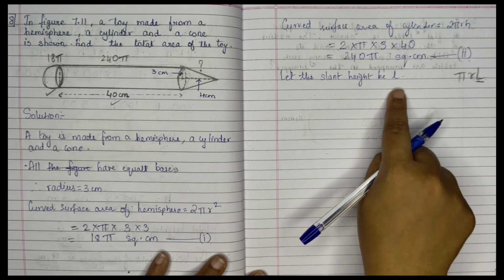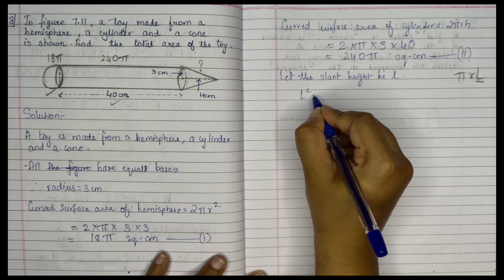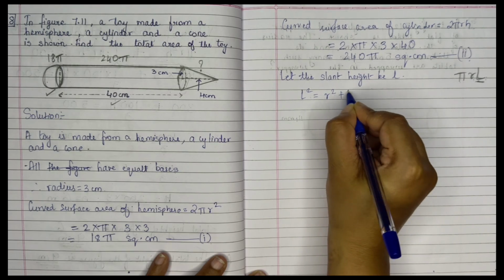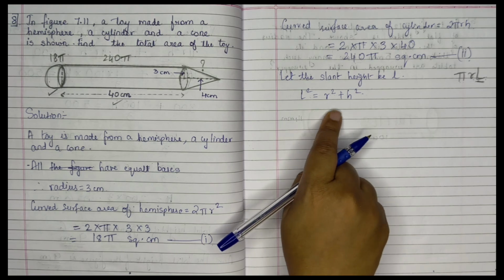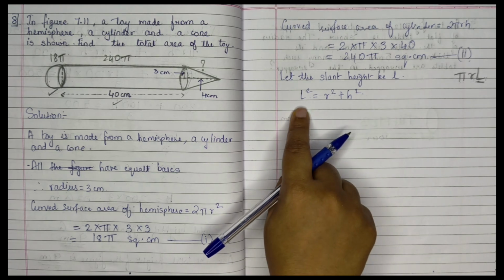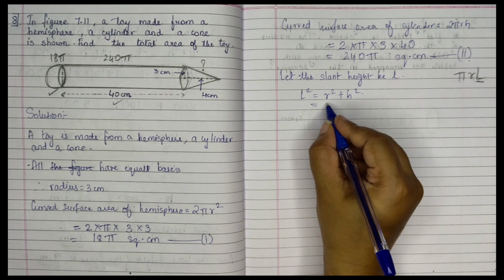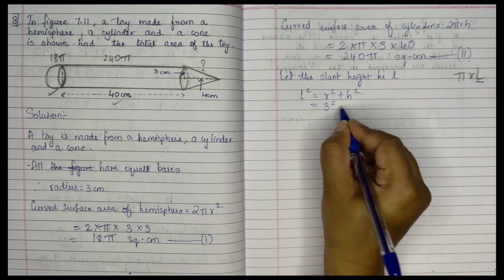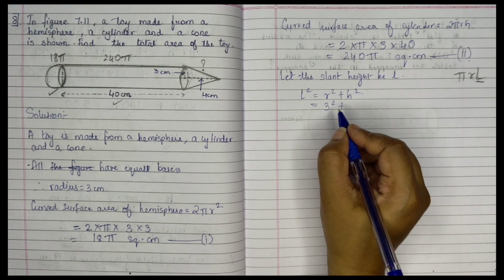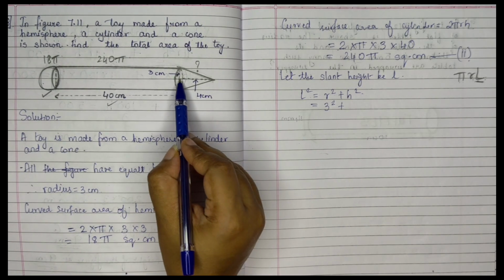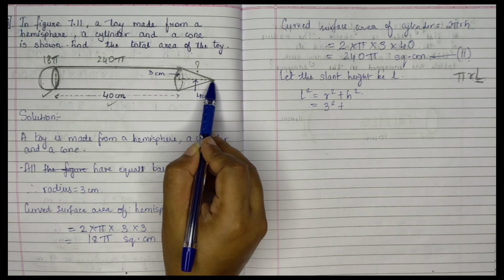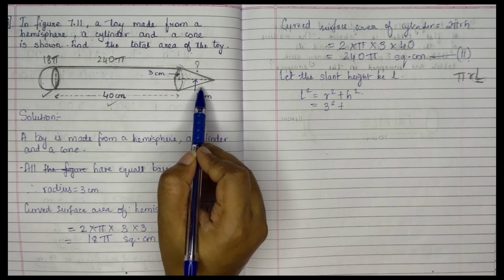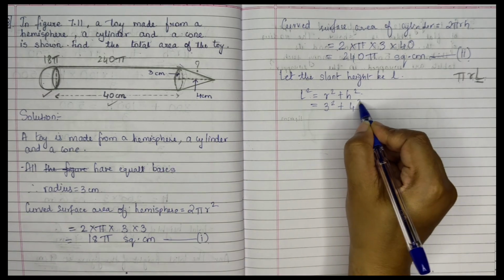So the formula to find out the slant height is L square is equal to R square plus H square. Now L we don't know, so leave that. R we know is 3, so 3 square plus H. Here the perpendicular height of the cone is given, and we have to find out the slant height. Perpendicular height is 4, that means H is 4 square.